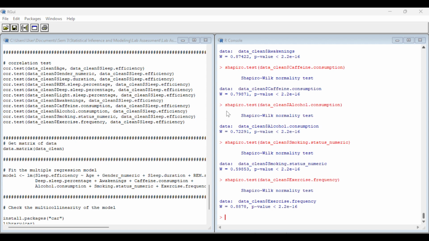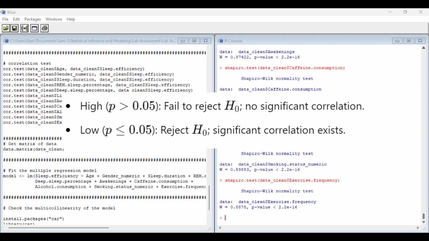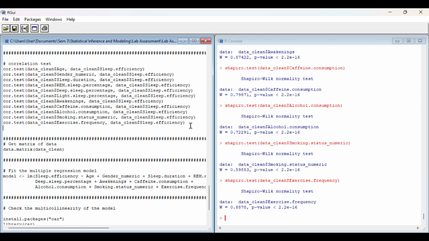Next, a correlation analysis was performed to evaluate the relationship between various factors and sleep efficiency by using the cor.test function. The significance of each correlation was determined by comparing its p-value against a threshold of 0.05. If the p-value was greater than 0.05, the null hypothesis was not rejected, implying no significant relationship between the variables. Conversely, if the p-value was less than 0.05, the null hypothesis was rejected, indicating a significant correlation. Now we run the code and observe some examples.